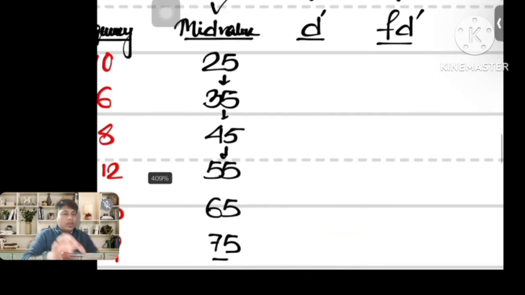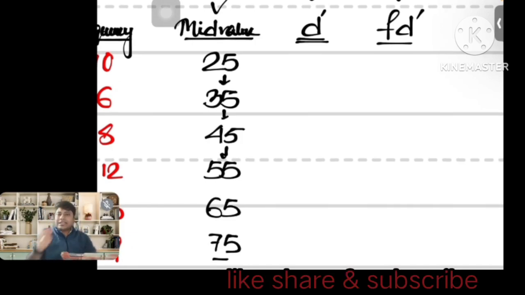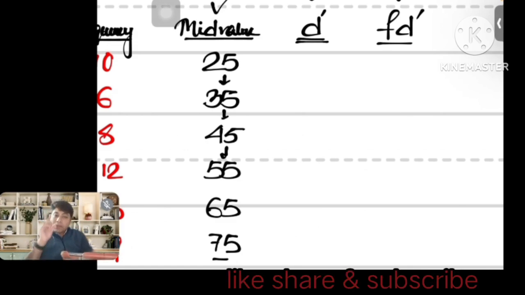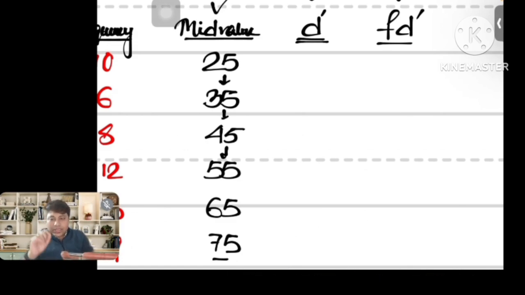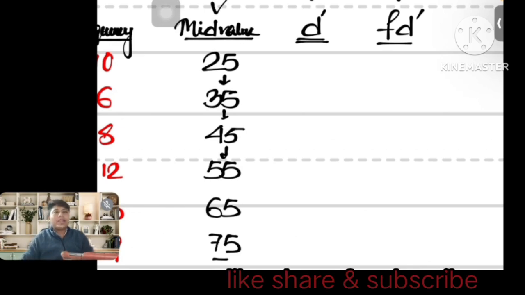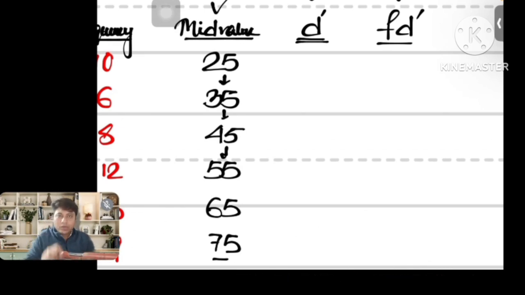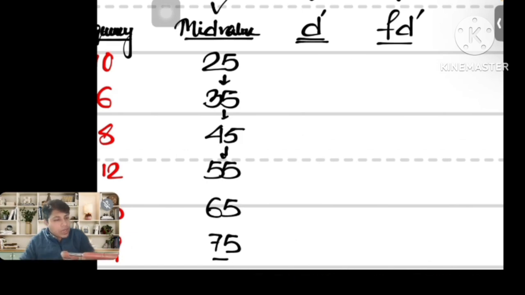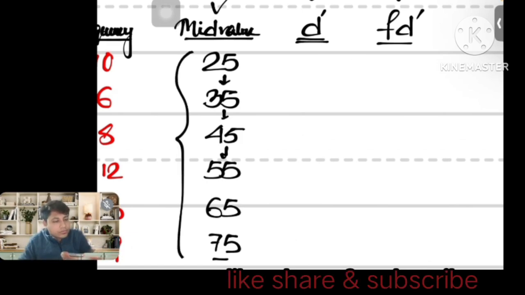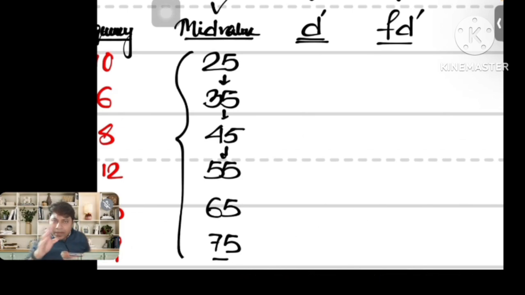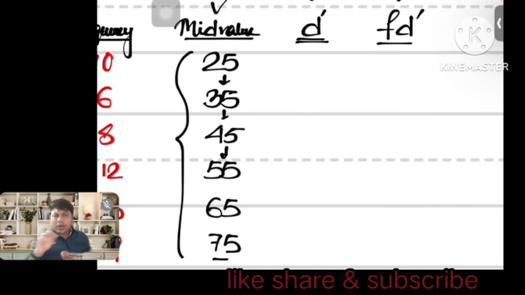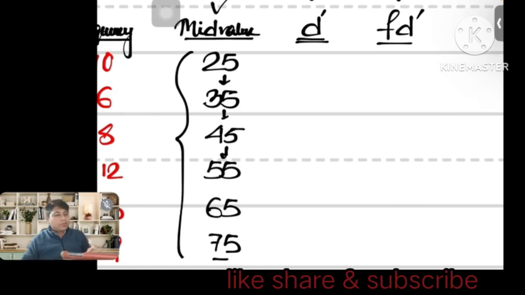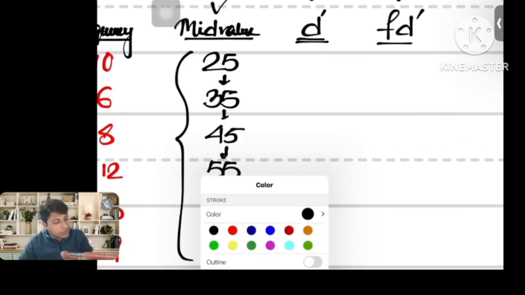Next step. We have a step called D dash. So what is D dash? D represents deviation, right? But before D dash, I would like to tell everybody that I would like to count an assumed mean. What is an assumed mean? Listen to me very carefully. Out of all the mid values, any one mid value has to be taken as the assumed mean. Let me take 45 as my assumed mean.